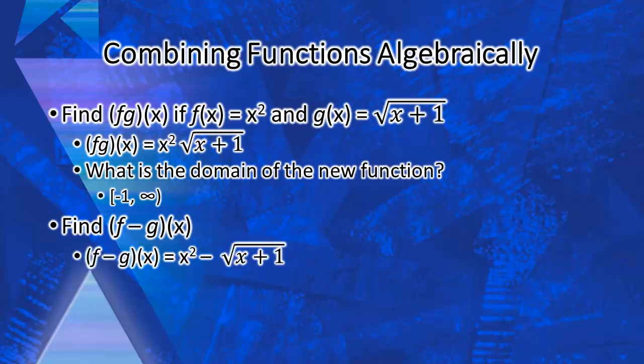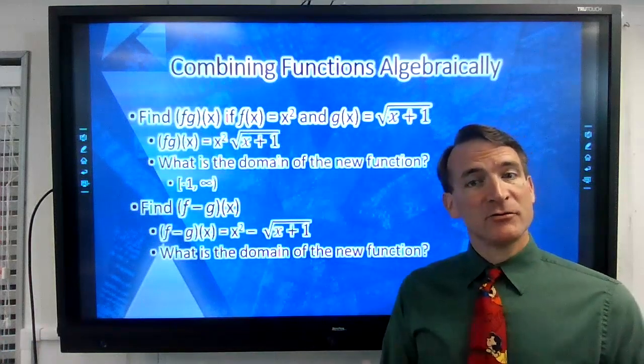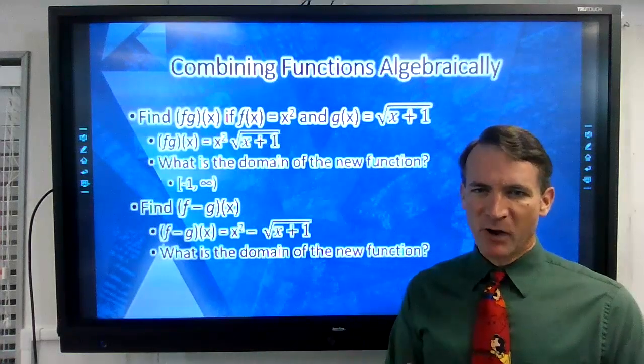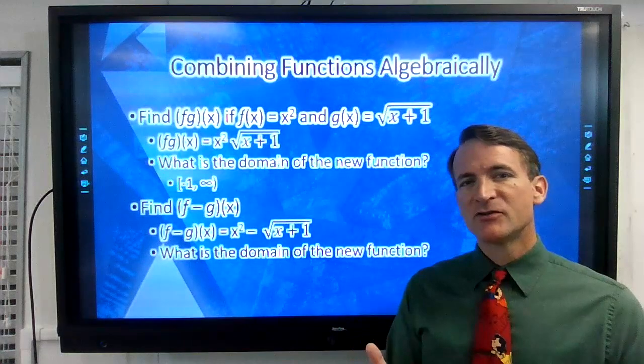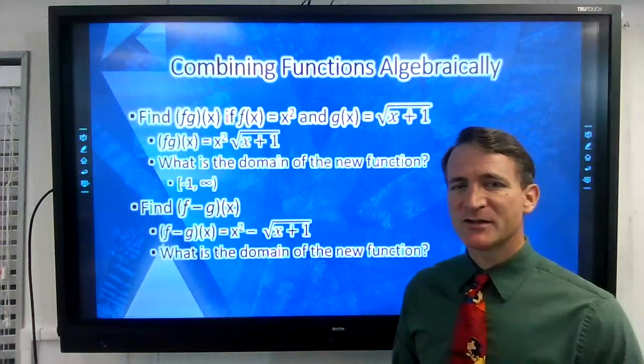Well, I'm going to take my f of x function, which is x squared, and I'm going to subtract the square root of x plus 1. It's really that simple in this particular case. Don't get too lackadaisical, though. In some cases, you might be able to combine like terms and things like that. So you do want to check to make sure it doesn't simplify down at all. In this particular case, it does not.